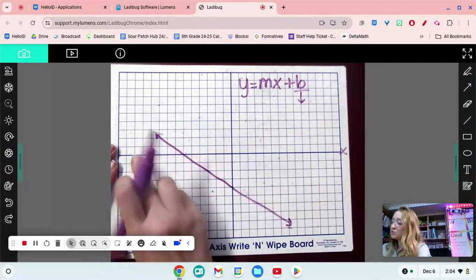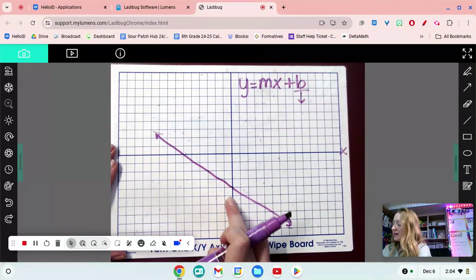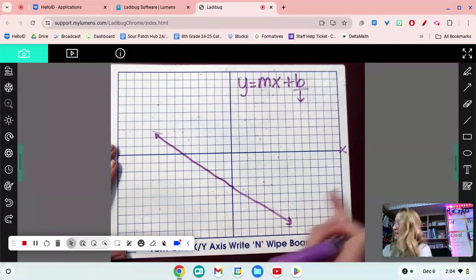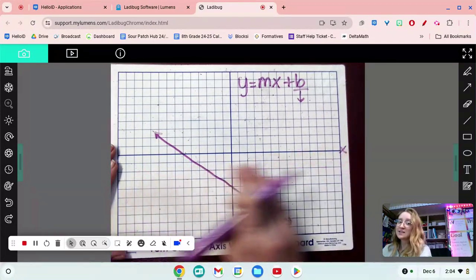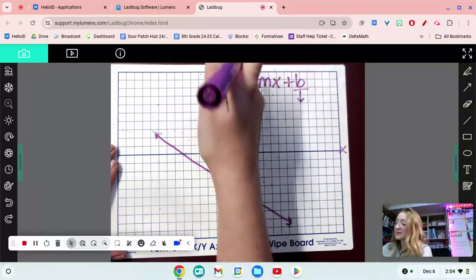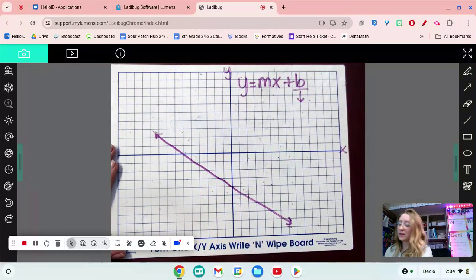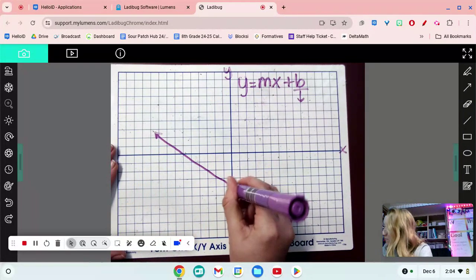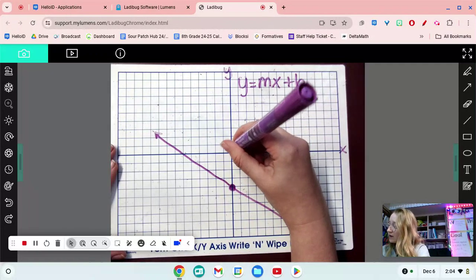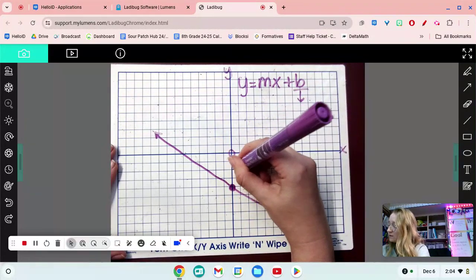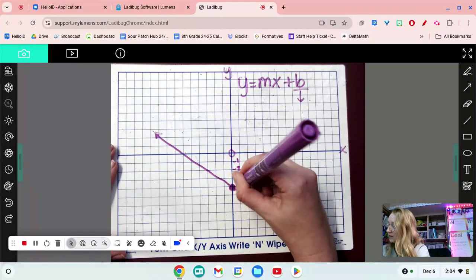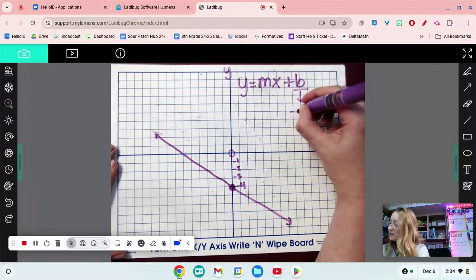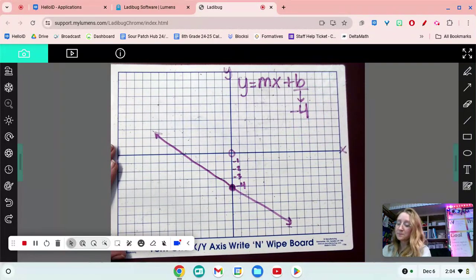The y-intercept is where your equation, or where your line, crosses the y-axis. So as a reminder, our x-axis is horizontal, our y-axis is this vertical line right here. So where does your line cross the y-axis? Mine crosses right down here. So counting from the origin, we're going to go down 1, -2, -3, and -4. So my y-intercept is -4.